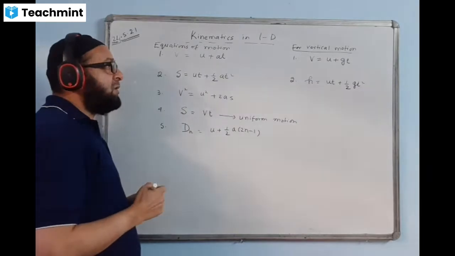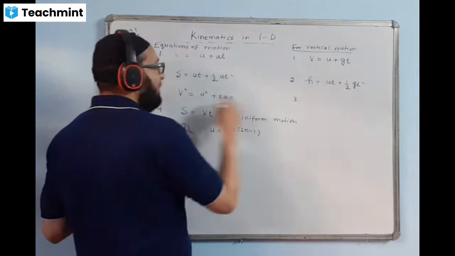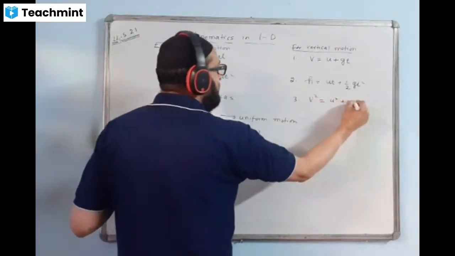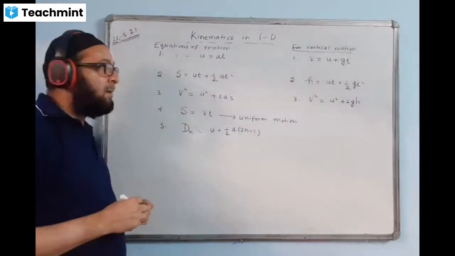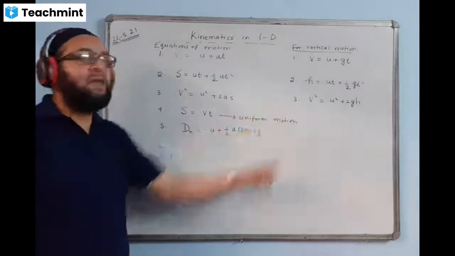S becomes H, no, height. Third formula, how can we modify and write it here? We'll be writing V squared is equal to U squared plus 2GH. Okay, three formulas. The fourth formula does not exist here.